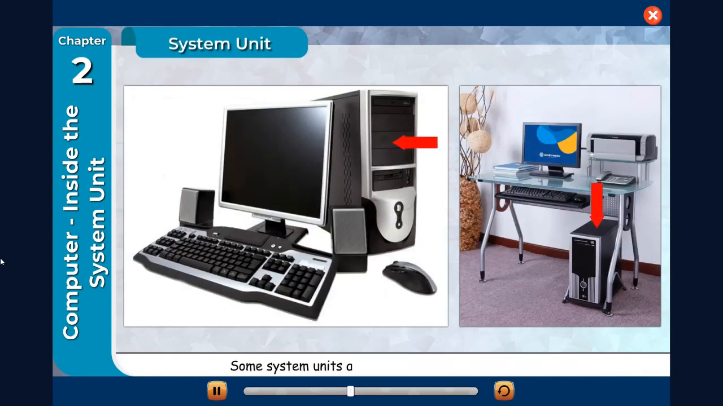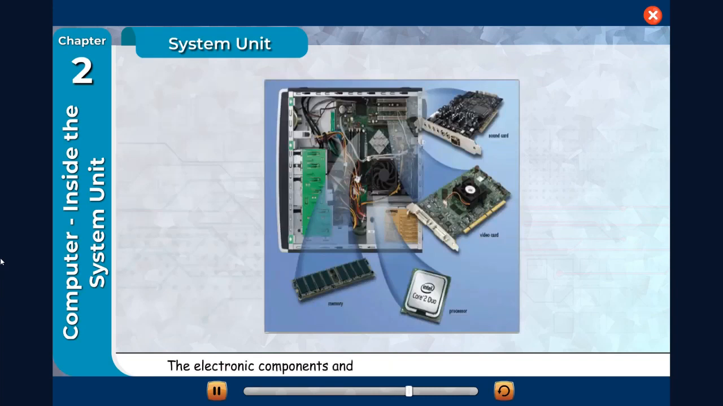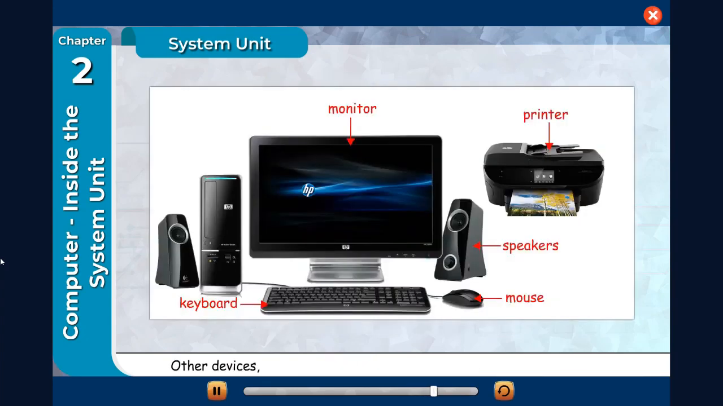Some system units are also placed below the monitor. The electronic components and most of the storage devices of a computer reside inside the system unit. Other devices such as keyboard, mouse, monitor, printer, speakers, etc. normally occupy space outside the system unit.